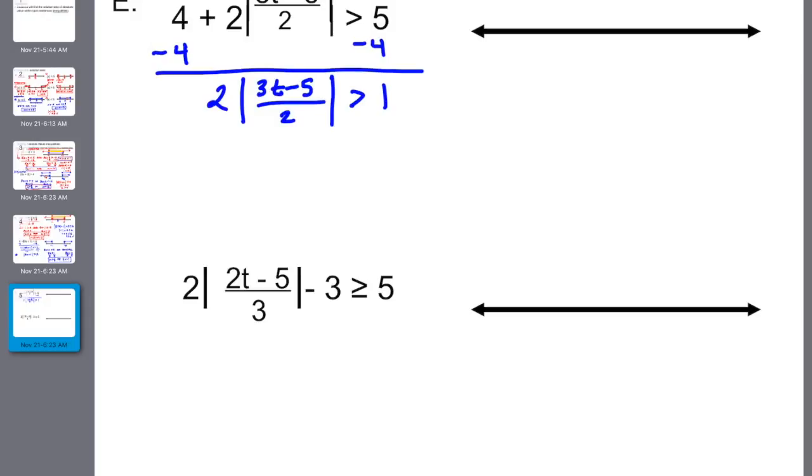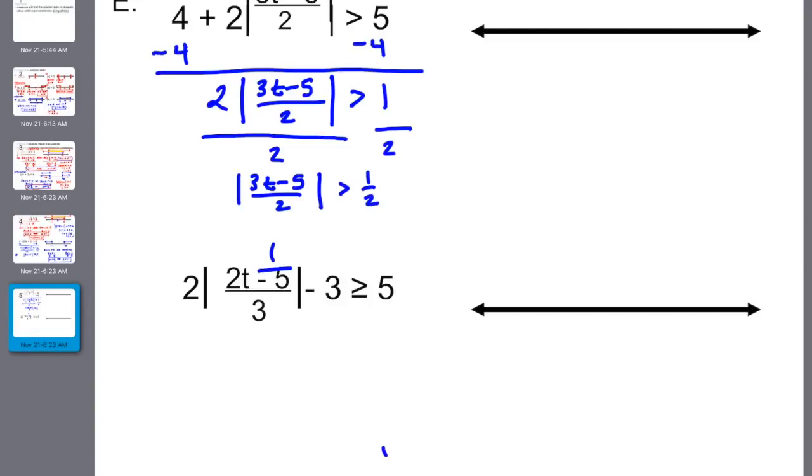Now some people may think go ahead and distribute the 2 through. Others will want to divide by 2. It could go either way, but I'm going to just follow our rules that we've been following all along, getting the absolute values by themselves. So I divide each side by 2. I have the absolute value of 3t minus 5 over 2 is greater than 1/2.